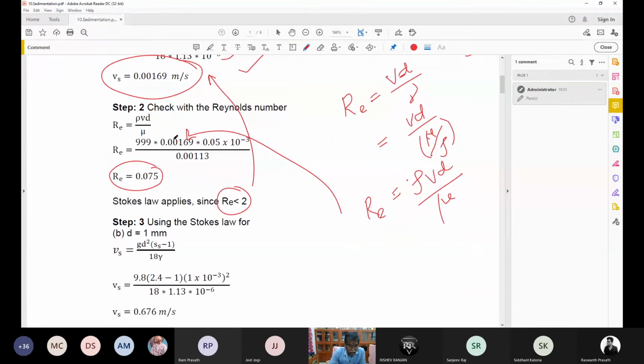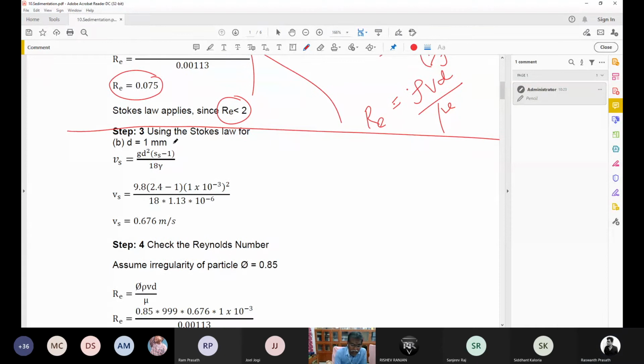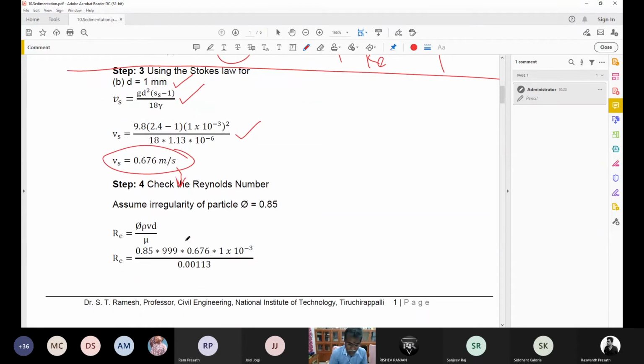Is it fine? This is case number 1, direct problems. Is it okay? Now the condition is the diameter is 1 mm. What I do now, I will calculate. Listen properly. We are going to check only one iteration, but the number of iterations we can do on our own. So Vs, we can write down the formula, substitute the values. You may get 0.676 meter per second. Is it okay? And then with this calculated value, you have to check what is the Reynolds number.